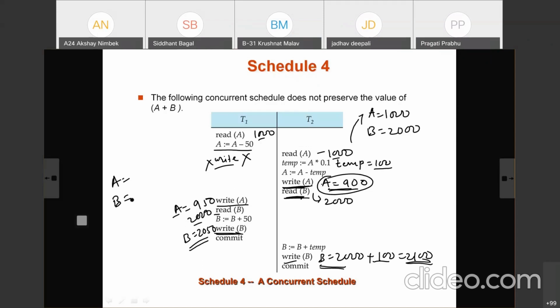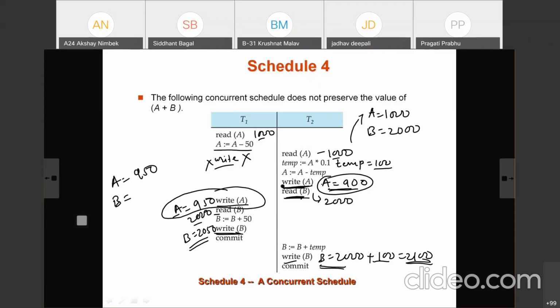Who performed the final write operation? Answer is correct. 950. It writes the value of A, 950. Why? Because here T1 performed the final write operation. Who performed the final write? Not T2, Sakshi. T1 performed the final write operation.